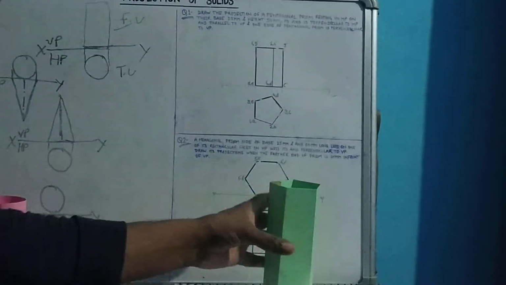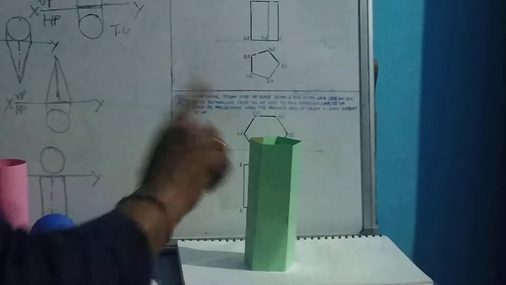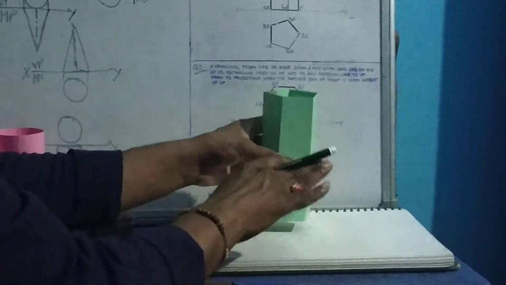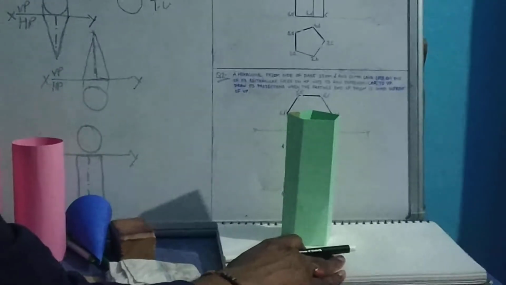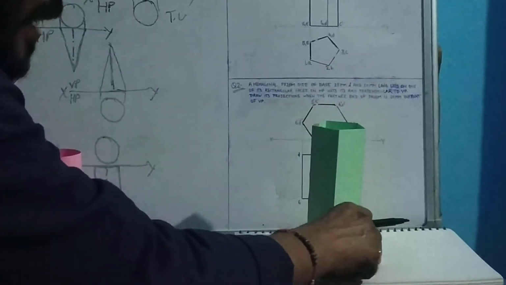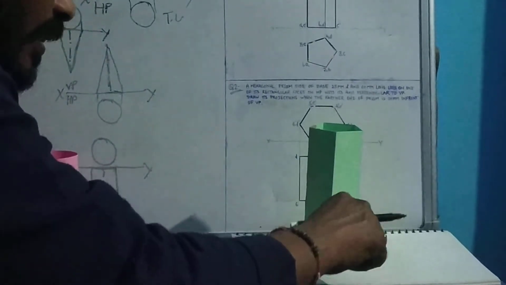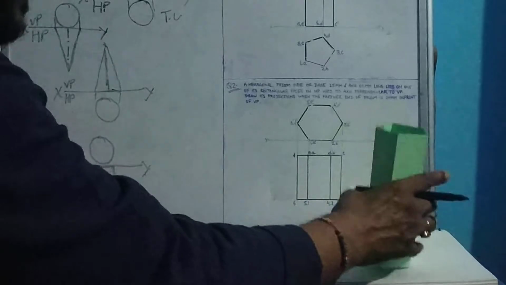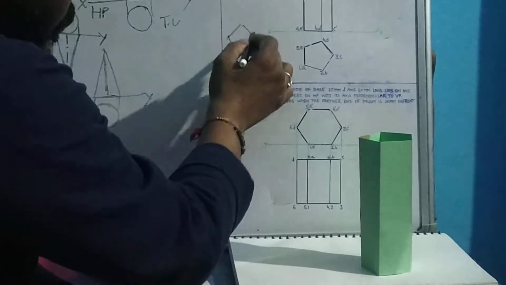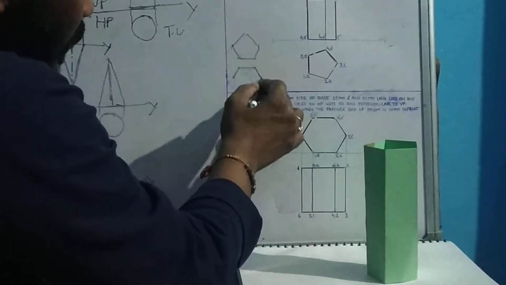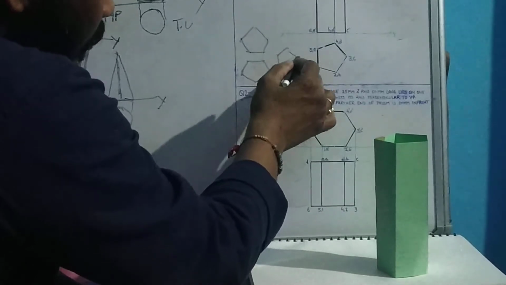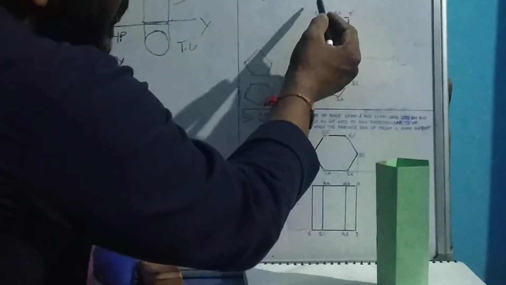What does it mean? If the solid is placed like this, obviously when we view it from the top, we will get a pentagonal shape on the HP. And this pentagonal shape may be like this, or like this, or like this. So it is clearly mentioned here.